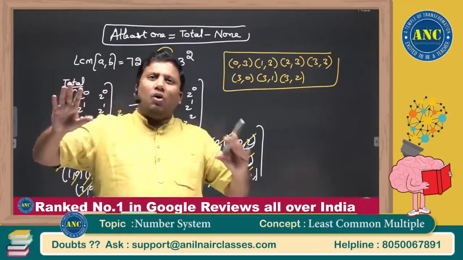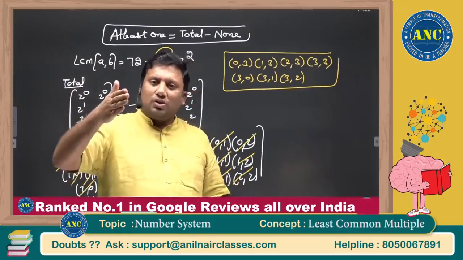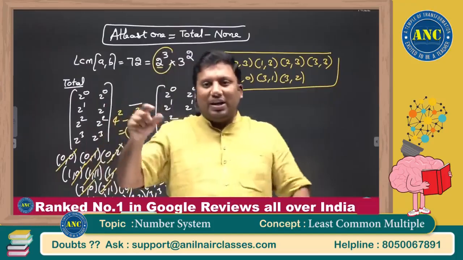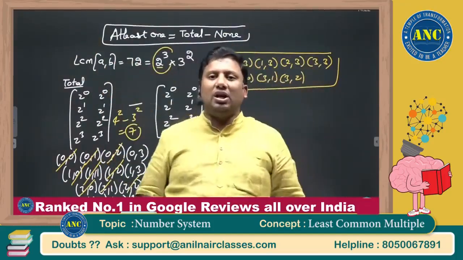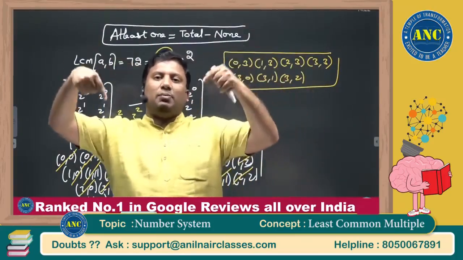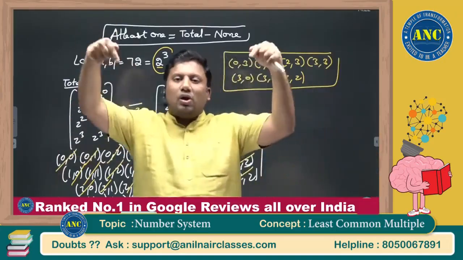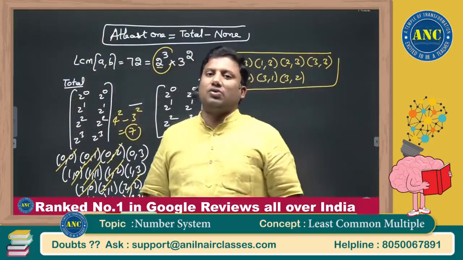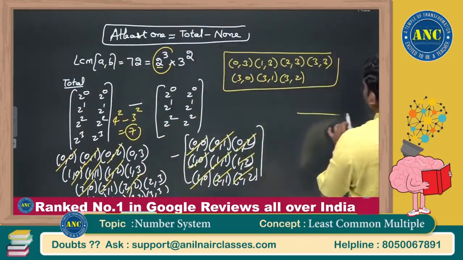Think logically. Whole numbers are 0, 1, 2, 3, 4 and so on. At least one: we require 1, 2, 3, 4, 5 and so on. That is nothing but the total whole number set minus none, 0. From whole numbers, if I subtract 0, am I getting natural numbers? Yes. From the total set, if I subtract none, I will get at least 1. Are you all with me? At least 1.